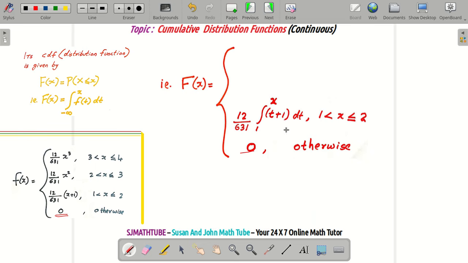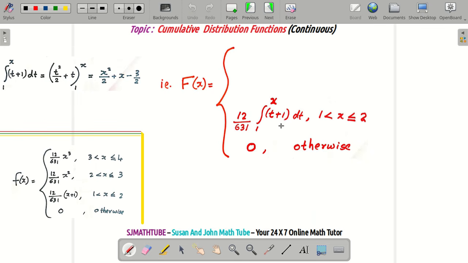So let's start. And as usual, the last value I'm going to integrate, and I get 0, I put it here. And for the next value, I start with the lower limit. What's the lower limit? 1. So I'm going to write 1 to x, because I'm trying to accumulate all the probabilities in the interval 1 to 2. So I start with 1, and the upper limit is x, and the function value is x plus 1. Anyway, for integration's sake, I'm going to write t plus 1, and I'm going to integrate right here.